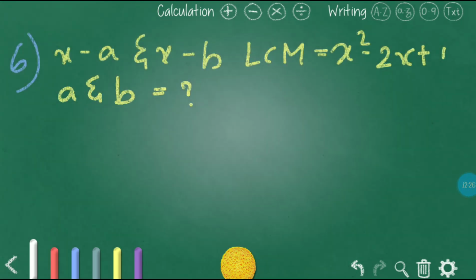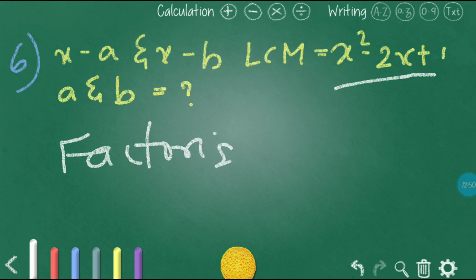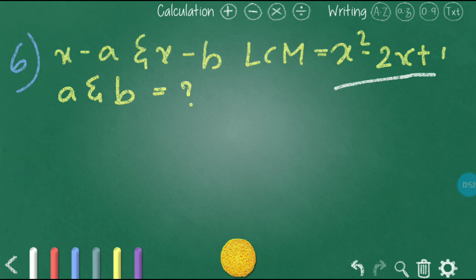Now we'll look at the sixth question. So the question says, question given that I wrote it on the screen. Now the question says the LCM of x minus a into x minus b is x square minus 2x plus 1. Then the value of a and b we have to find. Okay, so first we will take this LCM and we have to factorize it. How, you know how to factorize, right? Very simple only. I'll say that also.